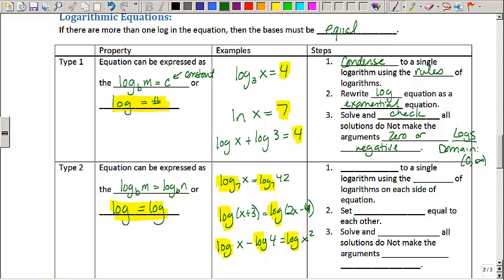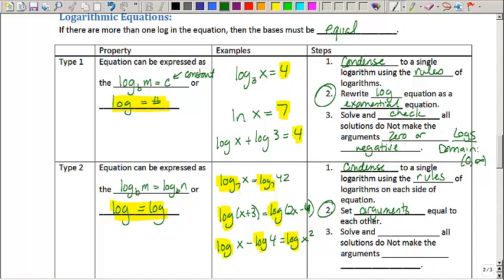Our steps to solve this are very similar to the steps of the first one. The first step is exactly the same. Condense your logs to a single logarithm using the rules of logs on each side of the equation. Step 2, on the other hand, is the one that's different. Instead of rewriting the log as an exponential, you can only do that if you have log equals number. If you have log equals log, you're just going to set your arguments equal to one another, which is similar to type 1 exponential, where we set the exponents equal to each other. Here, we're just setting the arguments equal to each other.